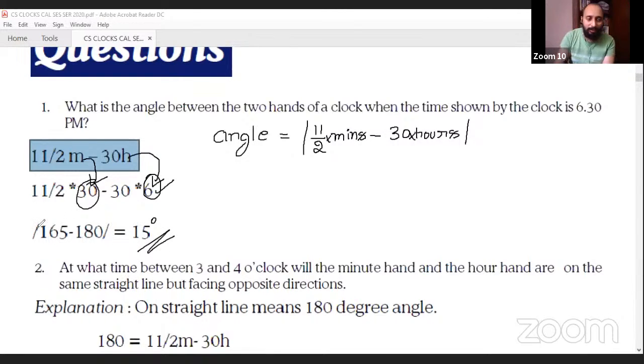15 I'm getting, this is modulus. So 165, it is not minus 15 or plus 15, it is angle. Angle is always positive. So here, the angle between them is 15 degrees.